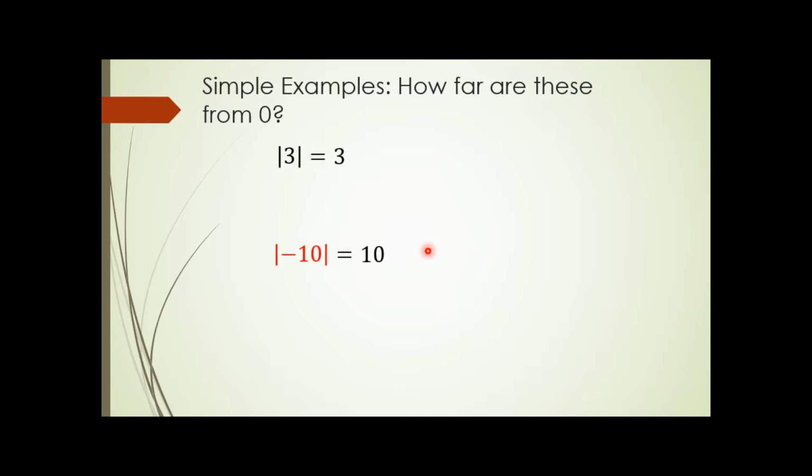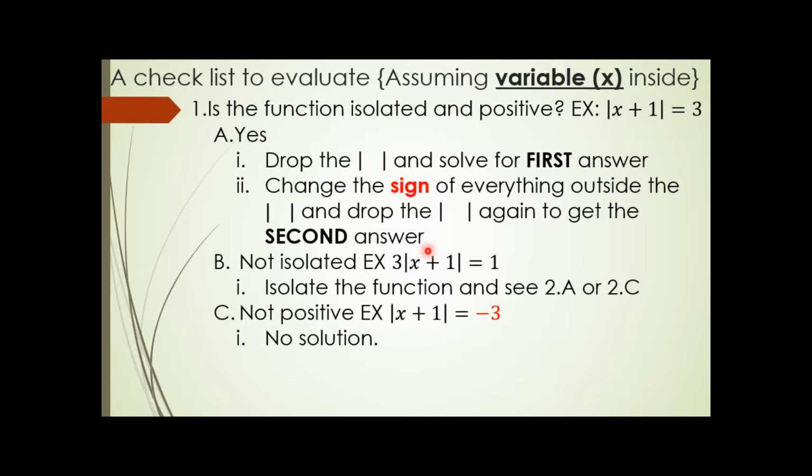We also have a checklist. This checklist coming up here might be important to write down. It's kind of like the case method with the infinite solutions, no solutions. This is similar. So checklist, evaluate. We're assuming the variable x is inside the absolute value. As you see, there's an example: the absolute value of x plus 1 is 3.